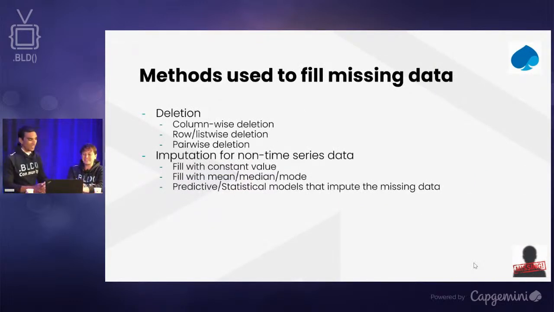So we've got two main reasons for filling the missing data, either deletion or imputation. And digging a bit further into deletion, you get column-wise deletion, row or list-wise deletion, and pair-wise deletion. And then looking at imputation, this is now specifically just for non-time series. Andre will look at the time series later. So you'll fill with a constant value, fill with mean, median, or mode. And then you can also use some predictive or statistical models. We'll not be focusing on them tonight. We'll just be focusing on the more simple ones for now, just to get the point across of how important it is and what just the simple methods could do for you to help.